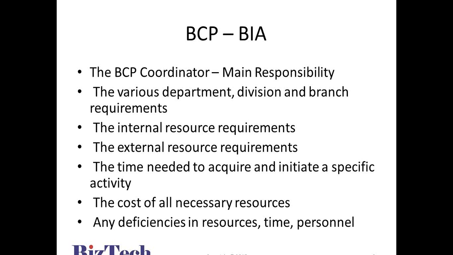So again, the BIA also lists the time needed to acquire and initiate a specific activity, and it should list the cost of necessary resources, and any deficiencies in the resources, time, and personnel should be documented in the BIA. And the BIA is a point in time work item. So when you find deficiencies, the BIA should be done routinely. Typically, it's done every 2 to 3 years. It's good to update it as the organization's environment changes, you require an updated BIA, updated time sensitivities.